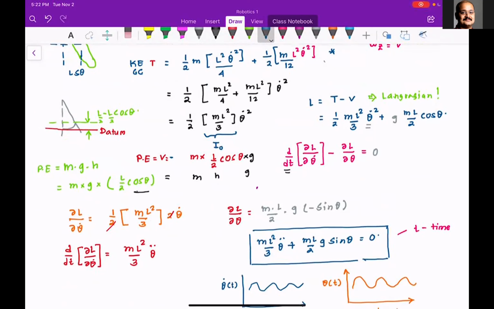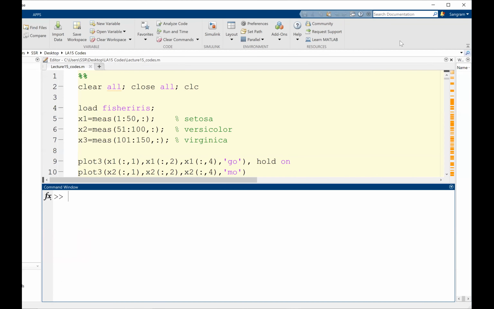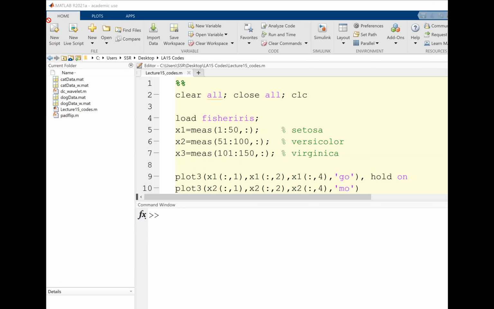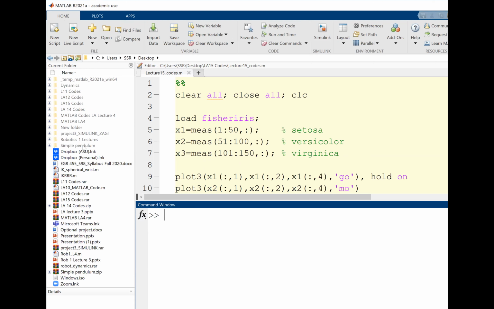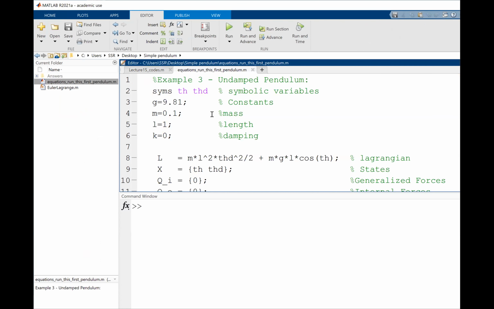I'm going to change the screen and show you the MATLAB screen. You should be seeing my MATLAB screen. Now open the simple pendulum file. In simple pendulum, you have to run this first.